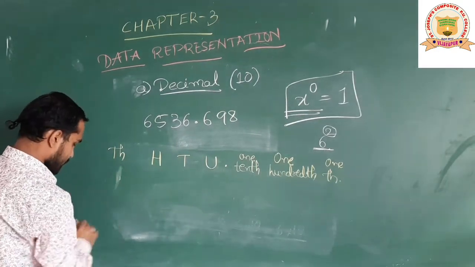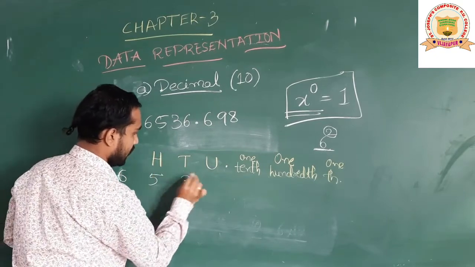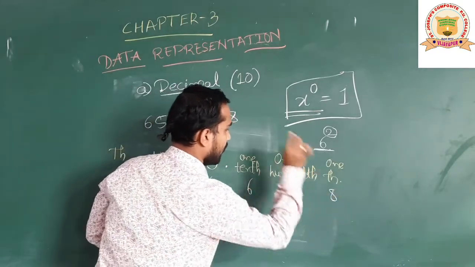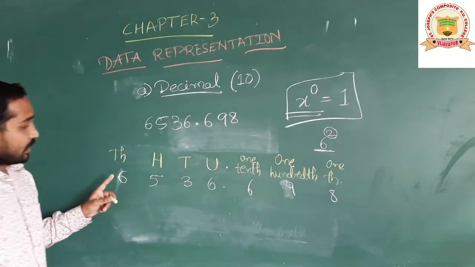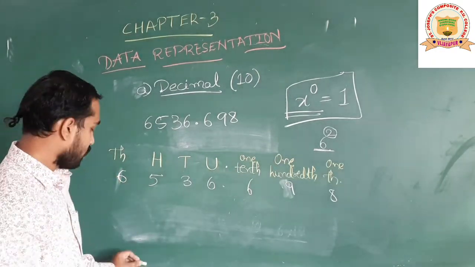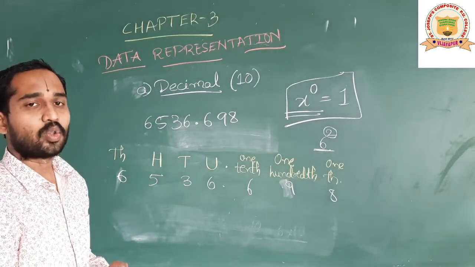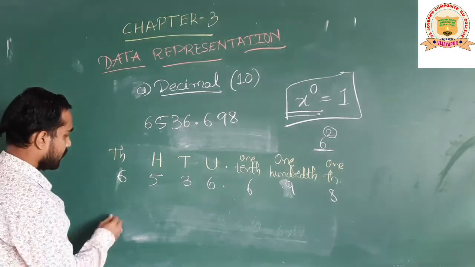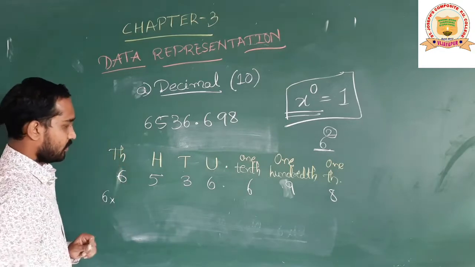I can write this as 6536.698. Now represent this in the decimal number system with 10 as the base. Can you people try it out? Those who can, pause the video and try, and then see the video later. So this is 1000. Fine.